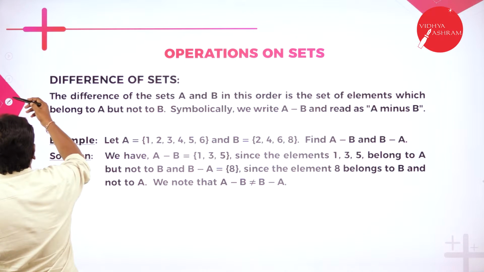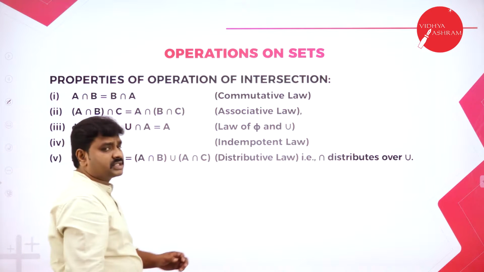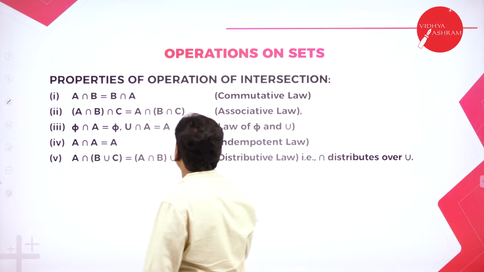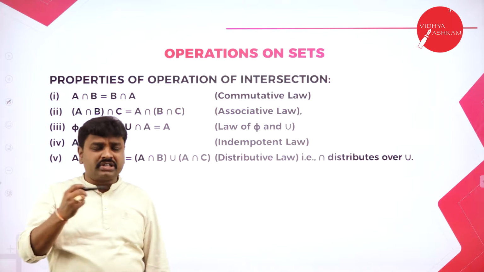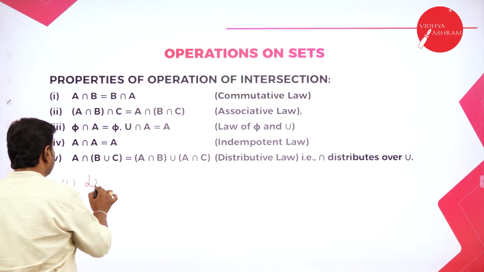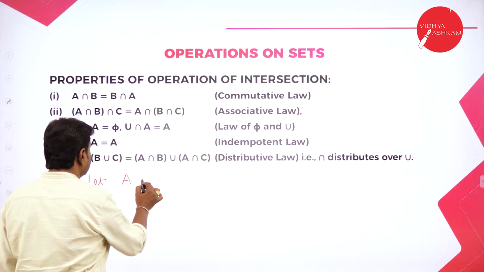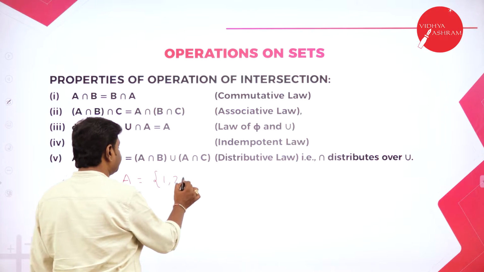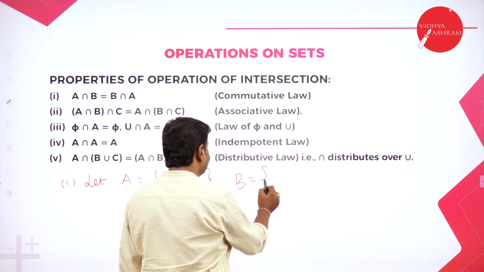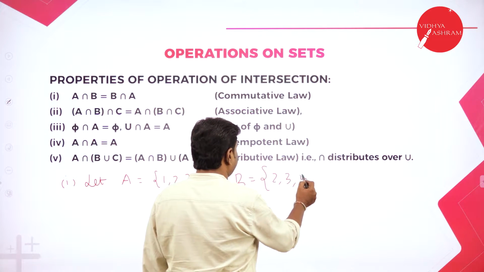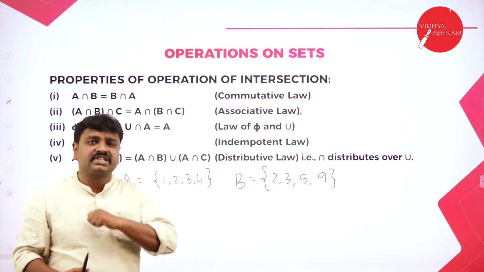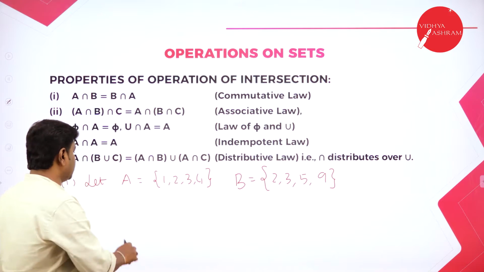Now I'll go ahead with properties. The first property is commutative law, and second property is associative law. And all these properties will prove by taking an example. First, I'll take a simple example. Let A is equal to 1, 2, 3, 4. And I'll take other set, say B is equal to 2, 3, 5, 9. So I've taken two sets. So let us find out A intersection B, and also we'll find B intersection A.